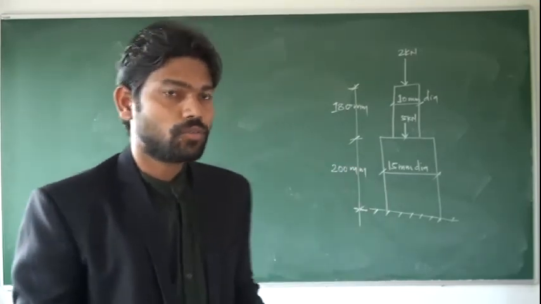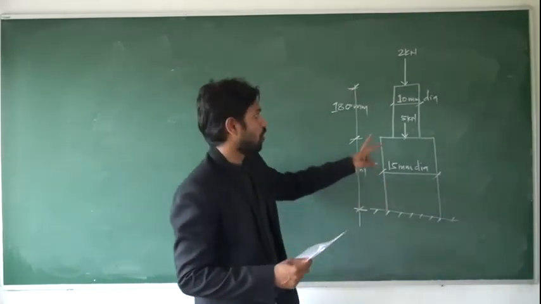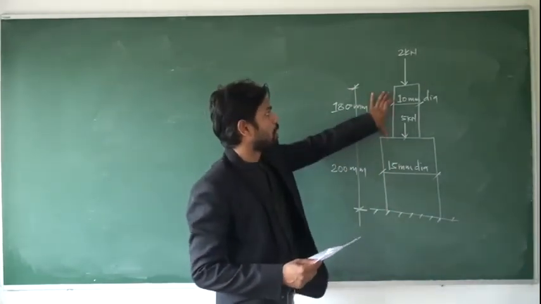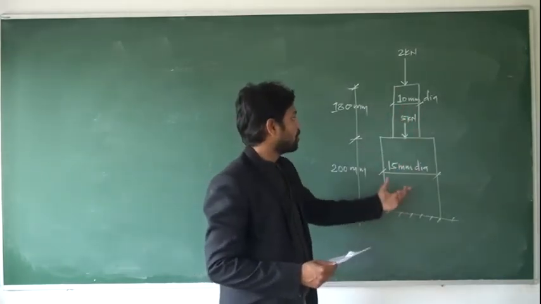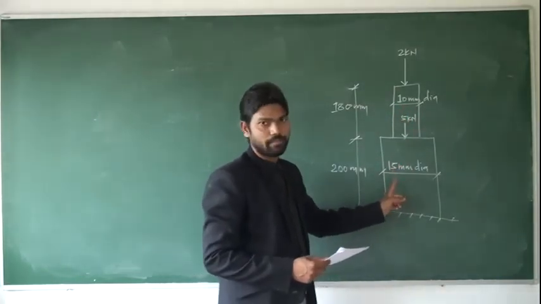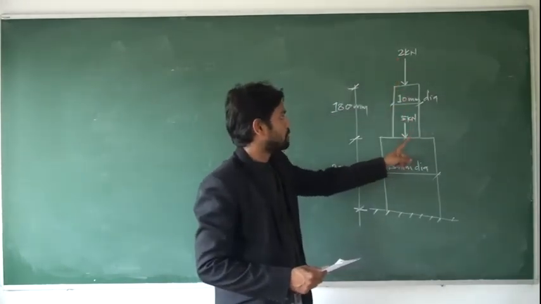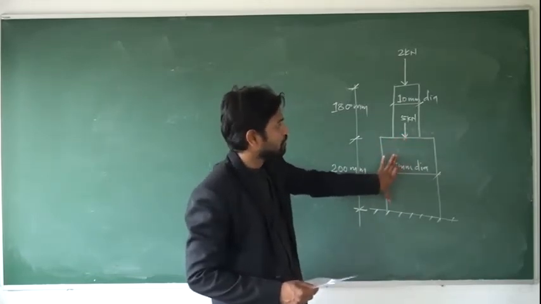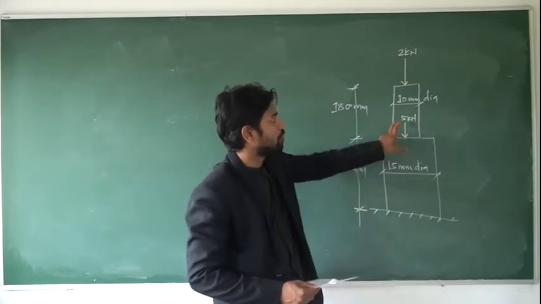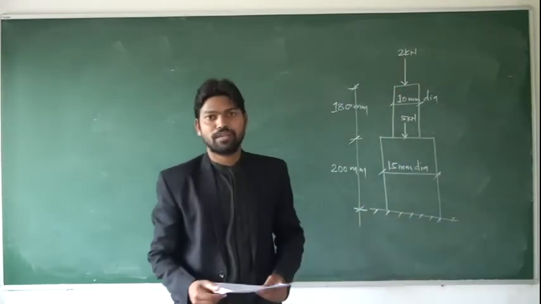Okay. So see, this is a rod of varying section. The top part has a diameter of 10 mm and the bottom part has a diameter of 15 mm. The top part is subjected to a force of 2 kN, whereas at the junction a 5 kN extra load is there. So at the bottom part of the rod the total load will be 5 kN plus 2 kN, that is 7 kN.